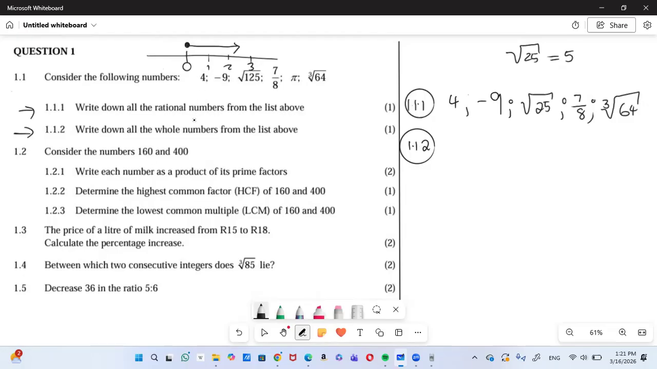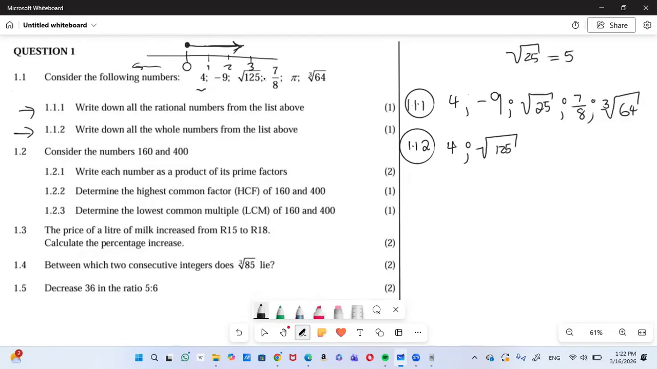So now looking here, the first number is 4. So 4 is a whole number. Is -9 a whole number? No, it's not, because it is on the negative side. Remember, we're going only that way. And then how much is square root of 25? Remember, square root of 25 is 5, right? So meaning it's also in that direction.